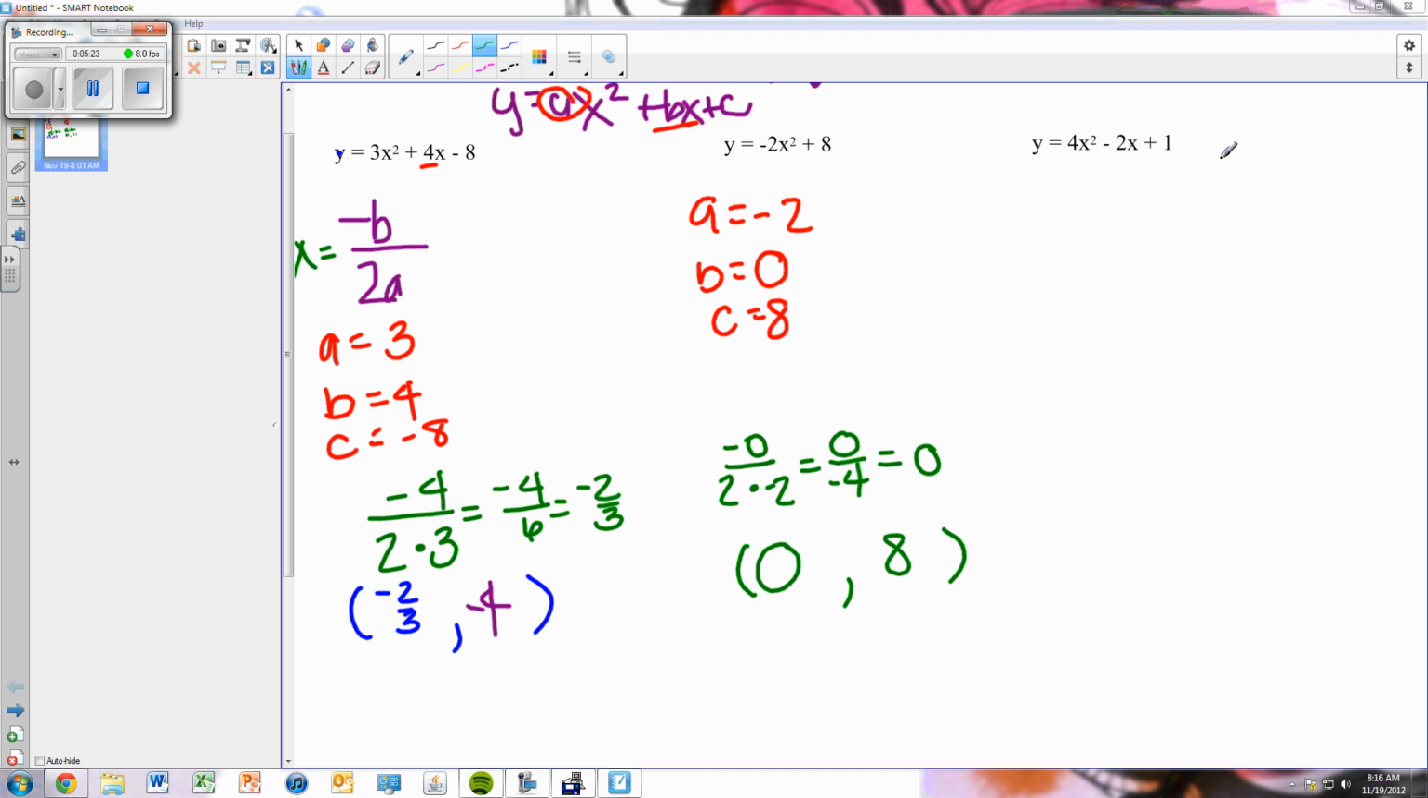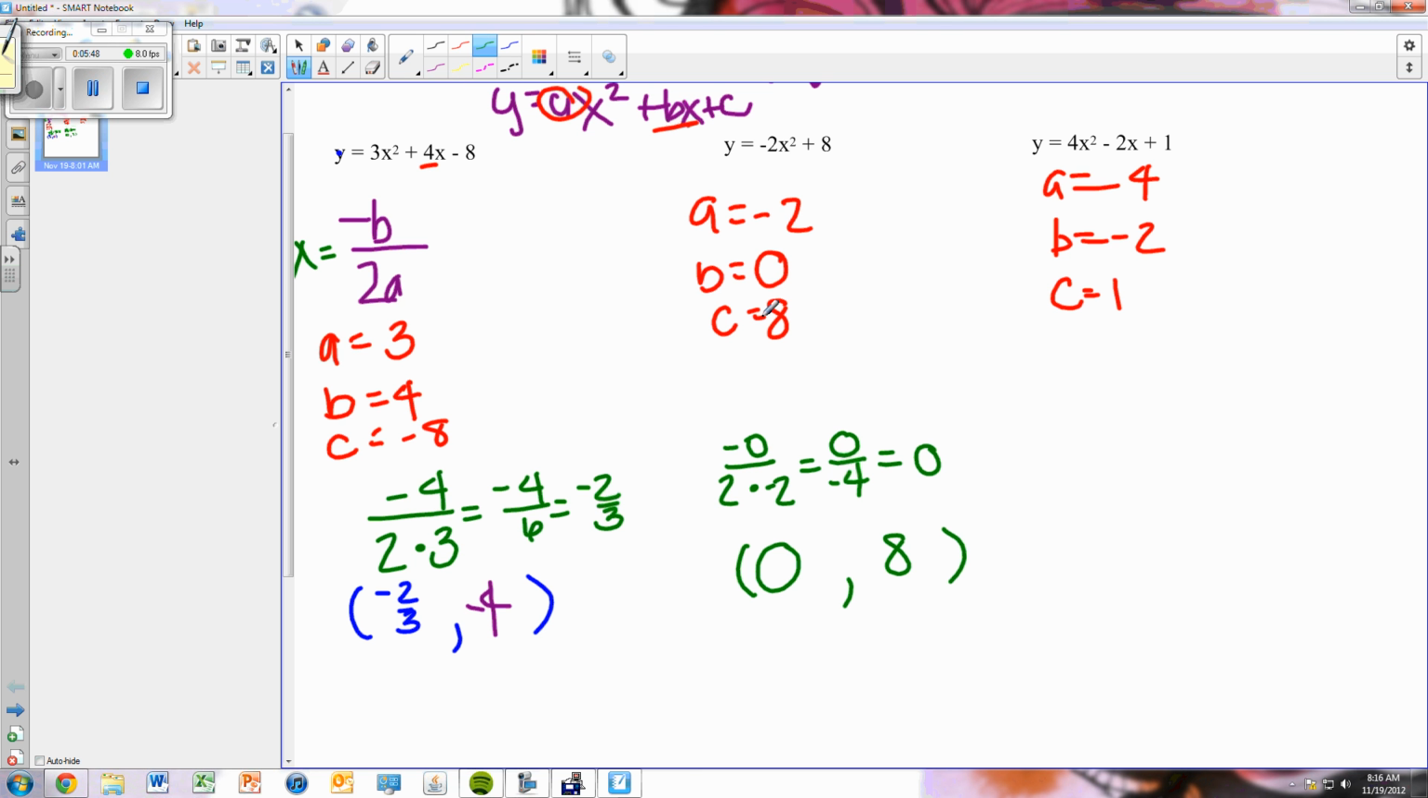Okay, so now we're going to find our vertex for our third equation. Start off the same way. First thing we're going to do is identify A, B, and C. And A is always and will always be the number in front of x squared, which in this case is positive 4. B is the number in front of x, it's -2. C is the number by itself, which is 1.